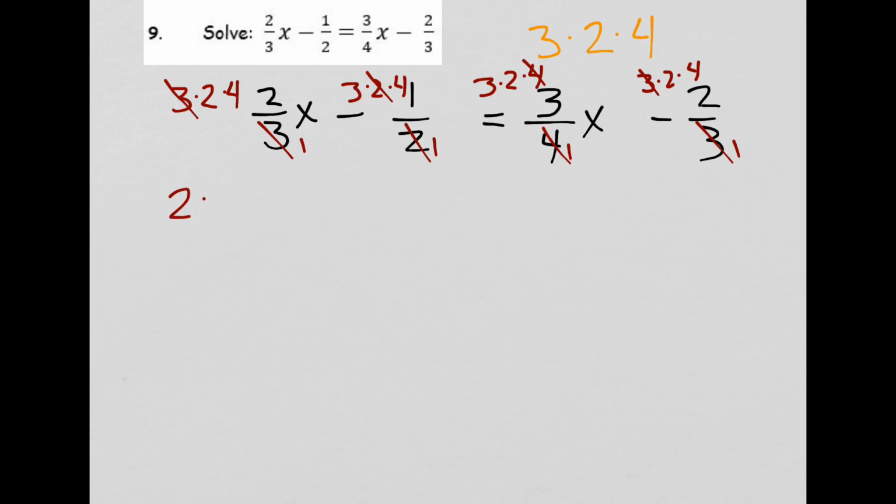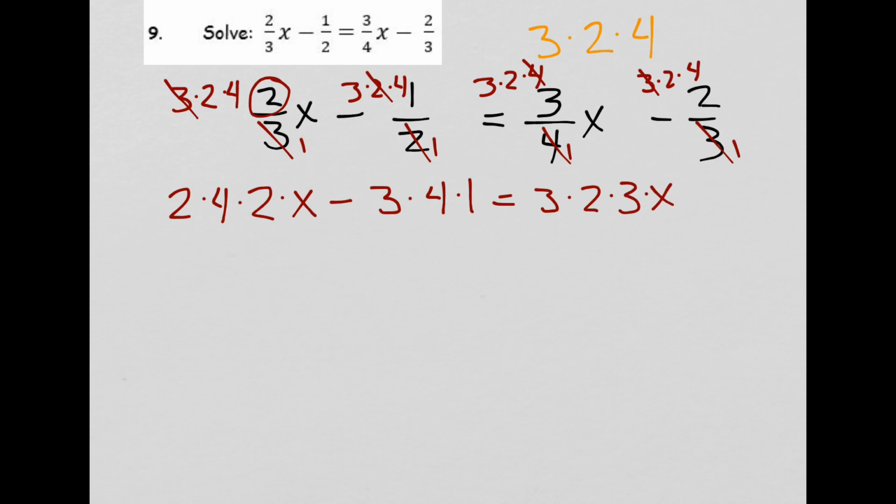We have 2 times 4 times 2 times x. See this 2 that was still there? 2 times 4 times 2 times x. That's what's left. Minus 3 times 4 times 1. Equals 3 times 2 times 3 times x minus 2 times 4 times 2.